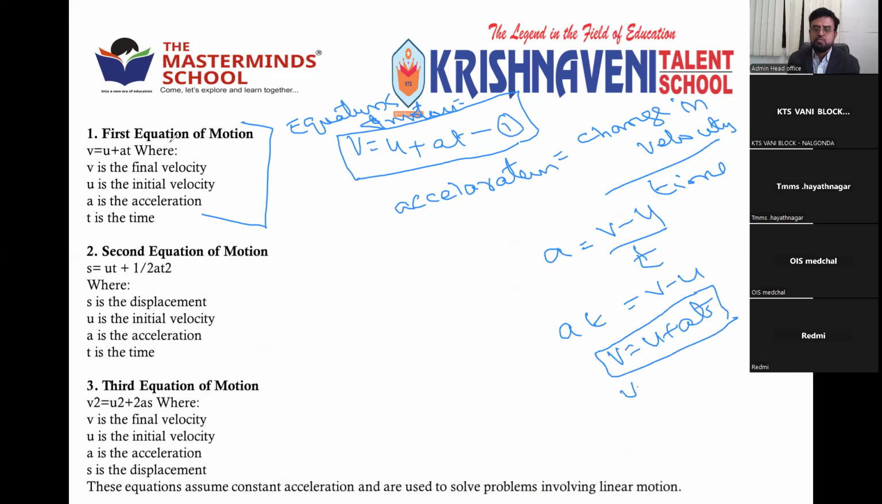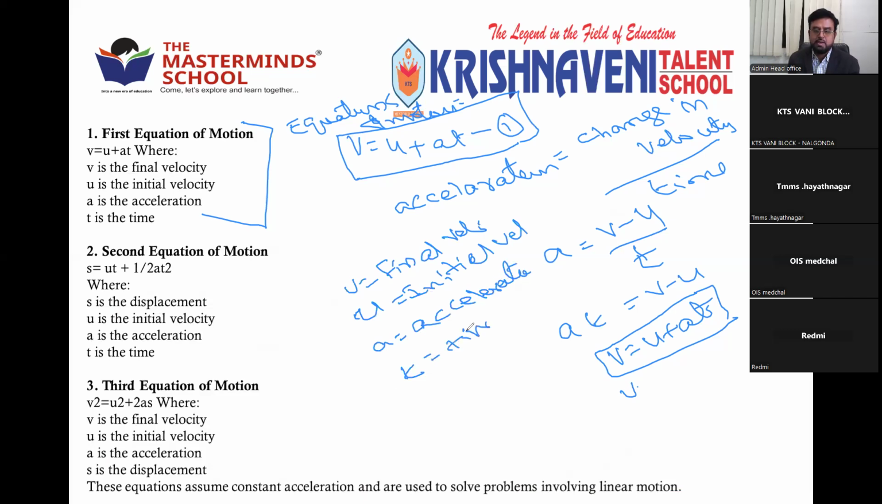What is there in this? V is equal to final velocity. Note down all of you. U is equal to initial velocity, A is equal to acceleration, and T is equal to time taken.